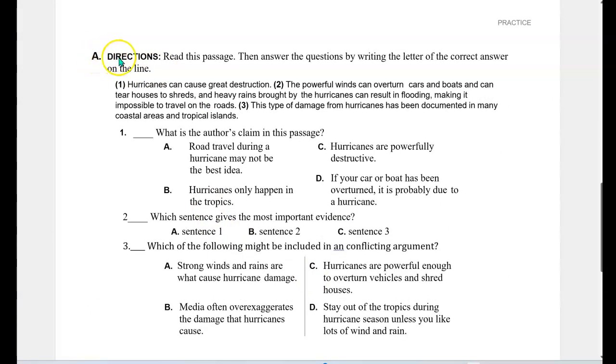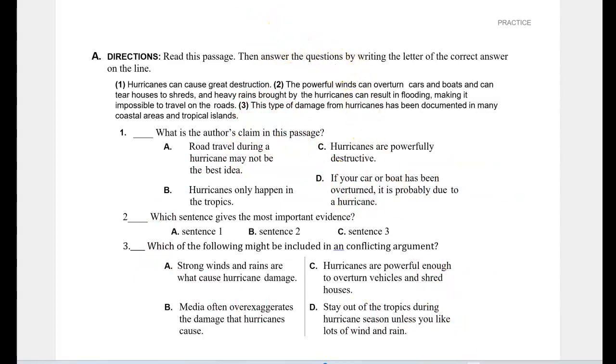Welcome back. So here they've given you some practice. Read this passage, then answer the questions by writing the letter of the correct answer on the line. So you're going to read this and you're going to look for the author's claim. You're going to look for which sentence gives the most important or the best evidence, and you're going to look for what a conflicting argument is to this. All right, so stop for a minute, do that. Okay, so welcome back. Fingers crossed you sat and did the activity, so now I can give you feedback on your thinking rather than having you just copy.